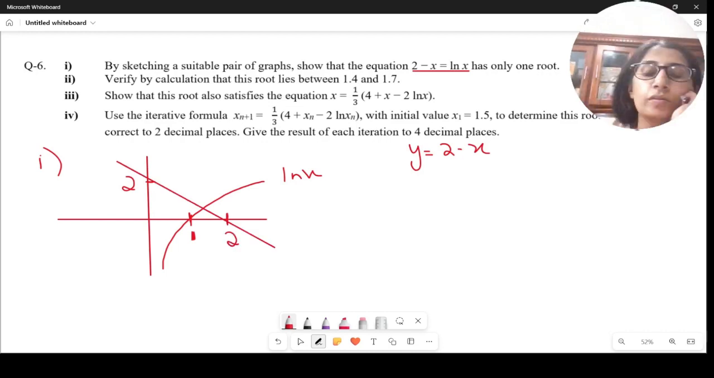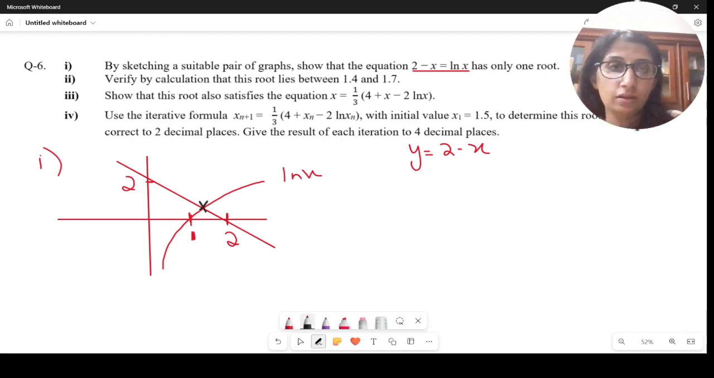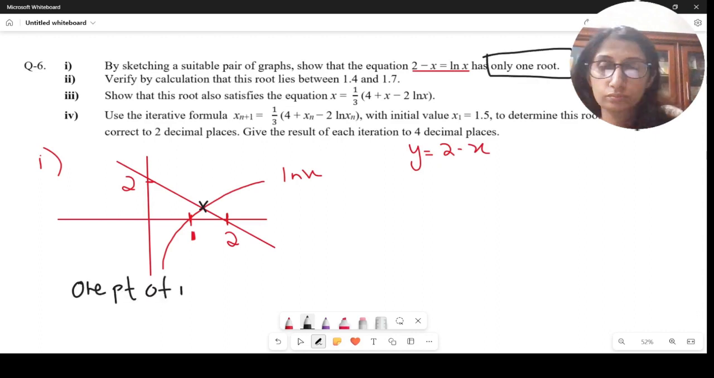So we see that there's only one point of intersection. So hence one root. One point of intersection. Hence one root.